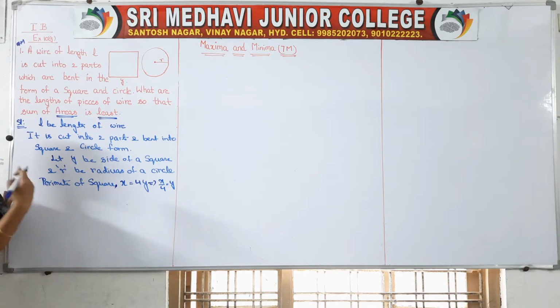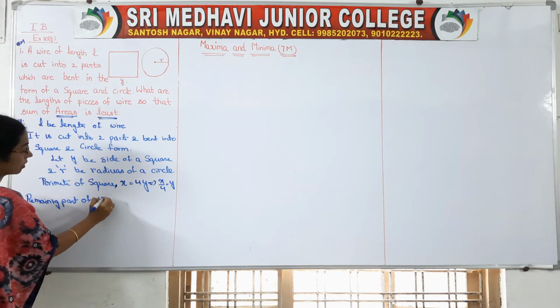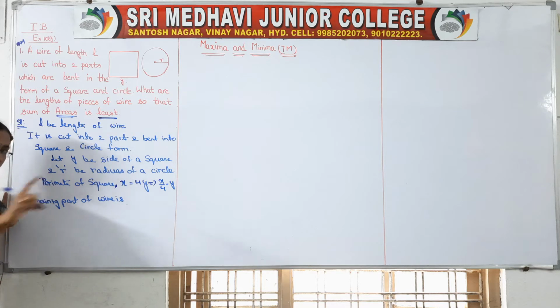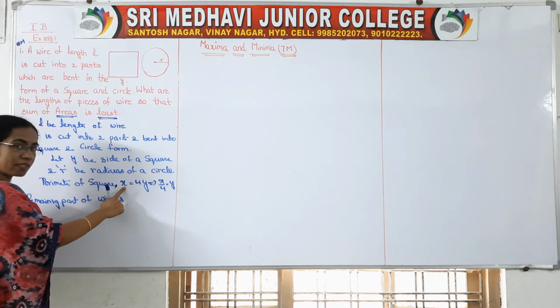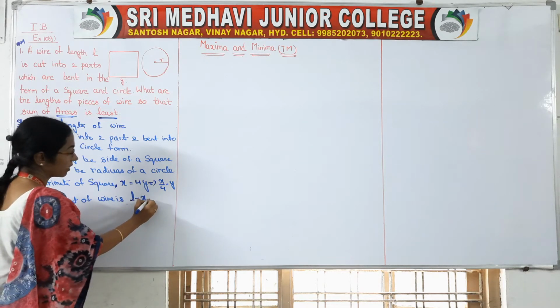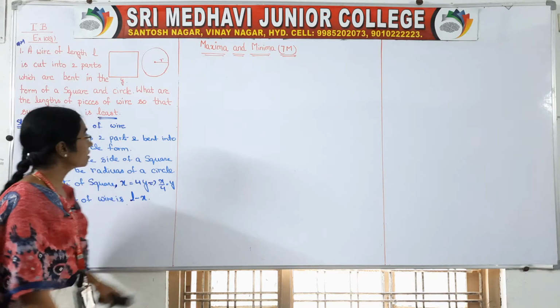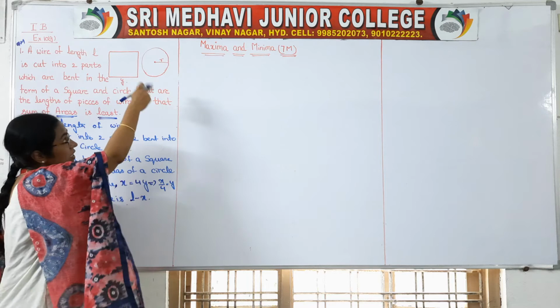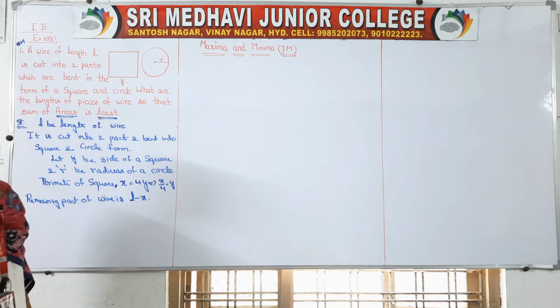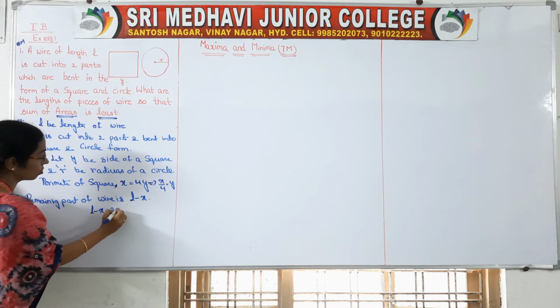So next, the remaining part. What is that? The remaining part of the wire is, first total L is there, in that one part is x, with that we made the square. Another part of the wire is L minus x. Which shape did we make with that L minus x? We have taken the circle. Circle means circumference. What is the circumference of the circle? 2 pi r. So this L minus x is equal to 2 pi r.